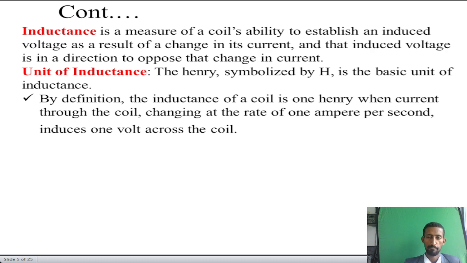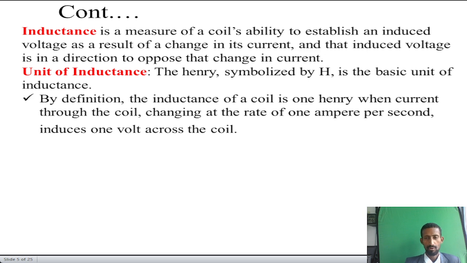If you remember from the previous class, the unit of resistance is what? The unit of inductance is the Henry, symbolized by H, and it is the basic unit of inductance.